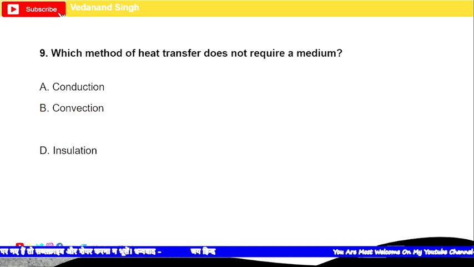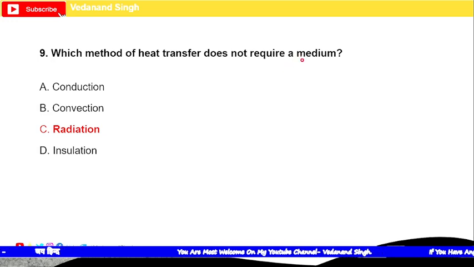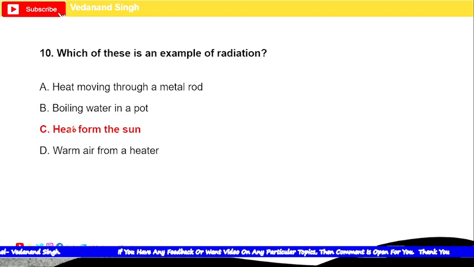Now the next question is, which method of heat transfer does not require a medium? The options are conduction, convection, radiation and insulation. Option C is the correct option, that is radiation. Now the next question is, which of these is an example of radiation? The options are heat moving through a metal rod, boiling water in a pot, heat from the sun and warm air from a heater. Among these four options, option C is the correct option, that is heat from the sun.